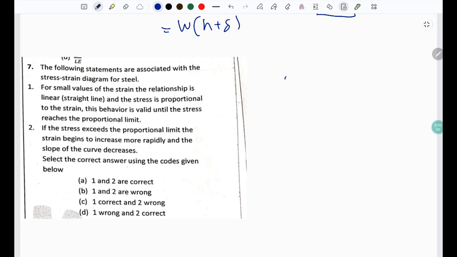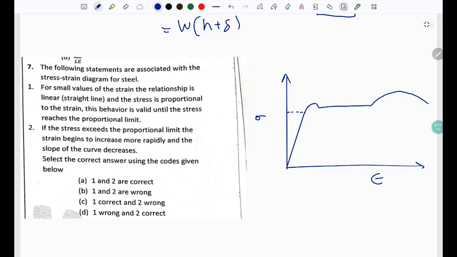Let's see this question. We'll first draw the stress and strain curve of a mild steel. It goes like this till the proportional limit, and that is how it goes. So upper yield, lower yield. For small values of the strain, the relationship is linear, yes, and the stress is proportional to strain until it reaches the proportional limit. Yes, this is a correct statement.